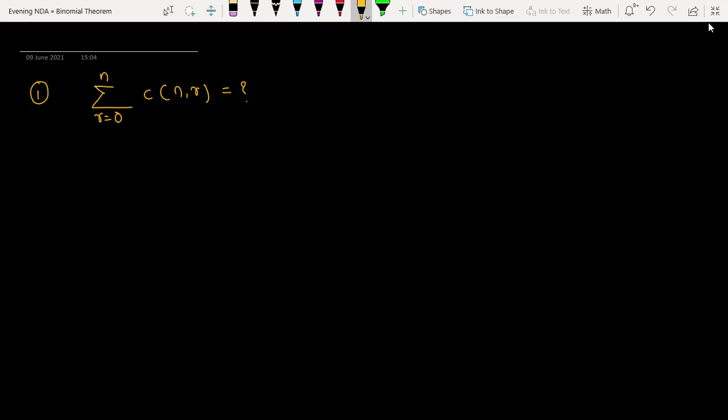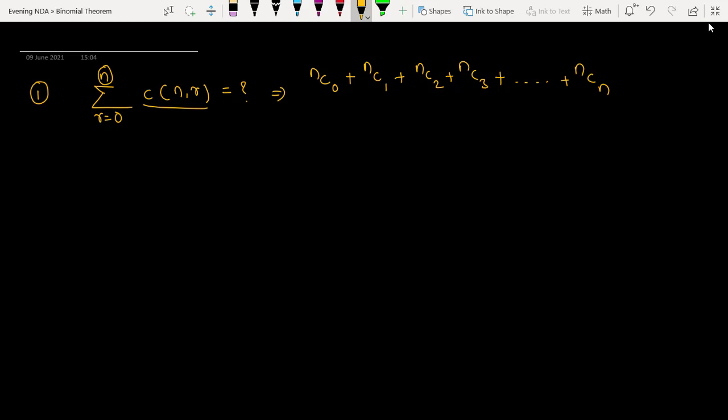2 raised to n. 2 to the power n. Excellent. It is nothing but 2 raised to n. See, if I open this summation, what I will get is nCr. First you will have nC0, plus next time the r value will be increased by 1, plus nC2, plus nC3, plus... till when do you have to continue? Till the value of r becomes n.